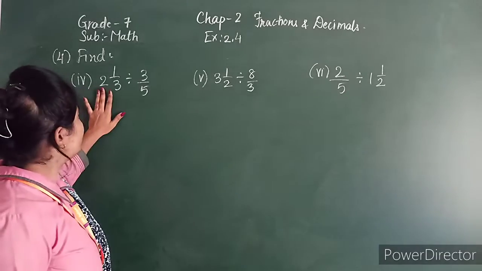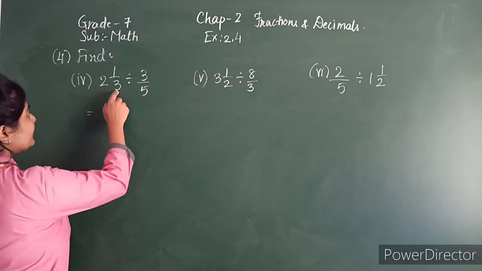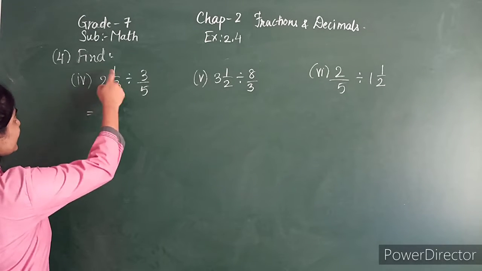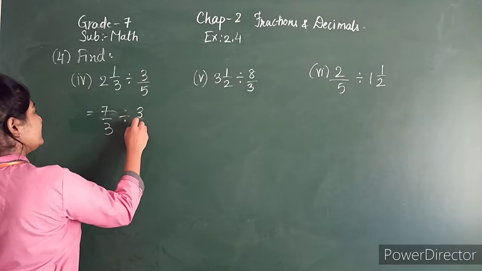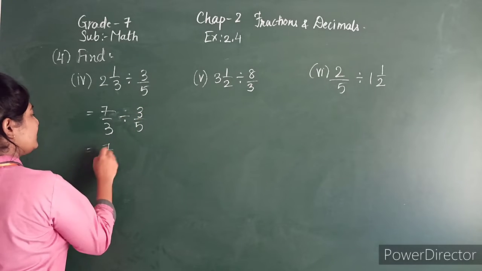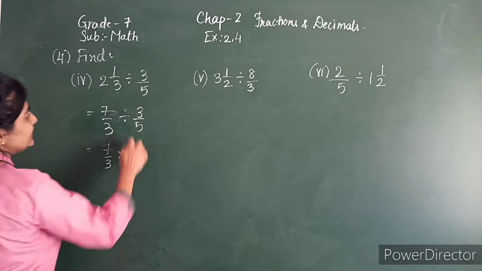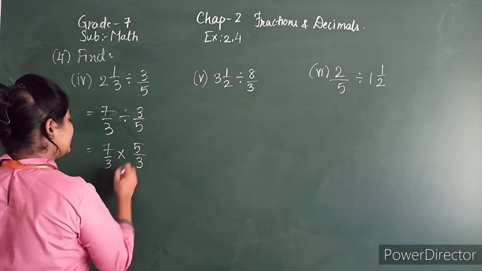Now number 4. 2 1 by 3 divided by 3 upon 5. So here this number is given in a mixed fraction form. So we have to convert this. So it is 2 3s are 6, 6 plus 1, that is 7 upon 3. Here 3 upon 5. So if we change this sign, then we have to change this number into its reciprocal. So it is 5 upon 3.